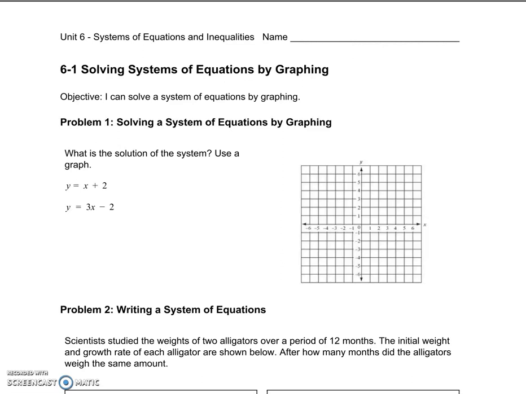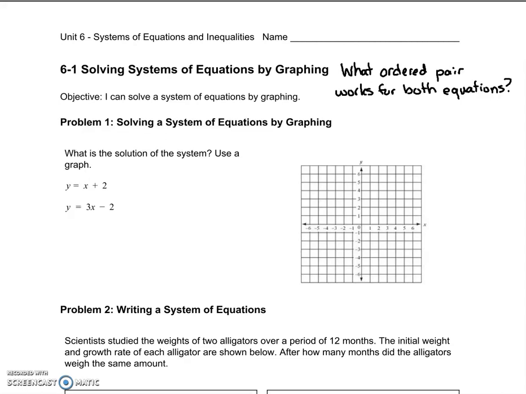So what is a solution though? We need to know what a solution is for a system of equations. A solution is an ordered pair. So what ordered pair works for both equations? And one way to find out what that ordered pair is, is to graph. What is the solution of a system of equations? Use a graph. So we need to graph these.